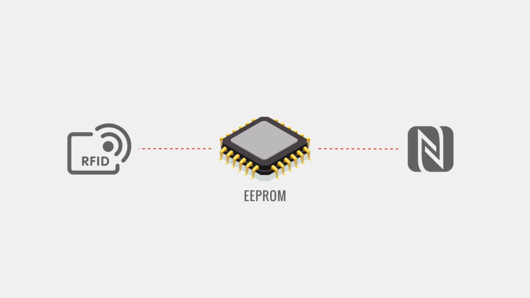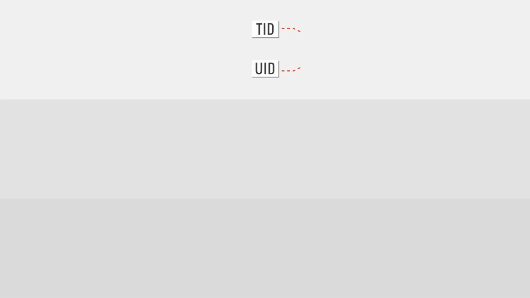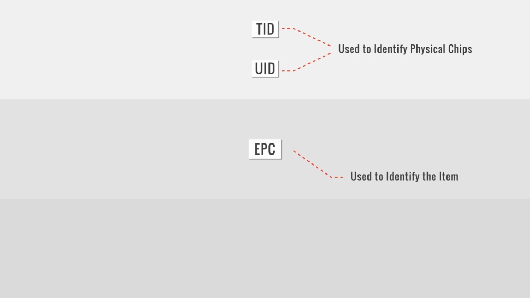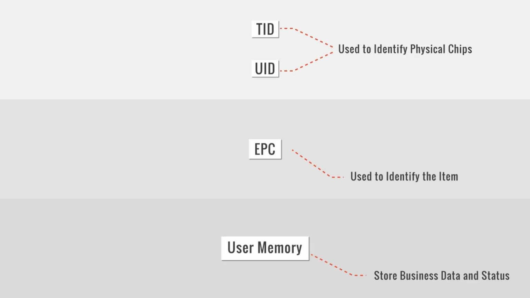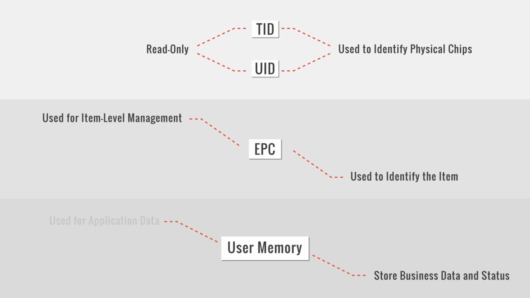Finally, let's review. EEPROM is the storage technology for RFID and NFC tags, acting like the hard drive. Different standards and chips divide EEPROM into different regions. TID and UID are used to identify the physical chip, EPC is used to identify the item, and user memory stores business data and status. TID and UID are usually read-only. EPC is used for item-level management, and user memory is used for application data. Understanding these roles helps you have a clear memory structure when selecting tags and designing encoding schemes.